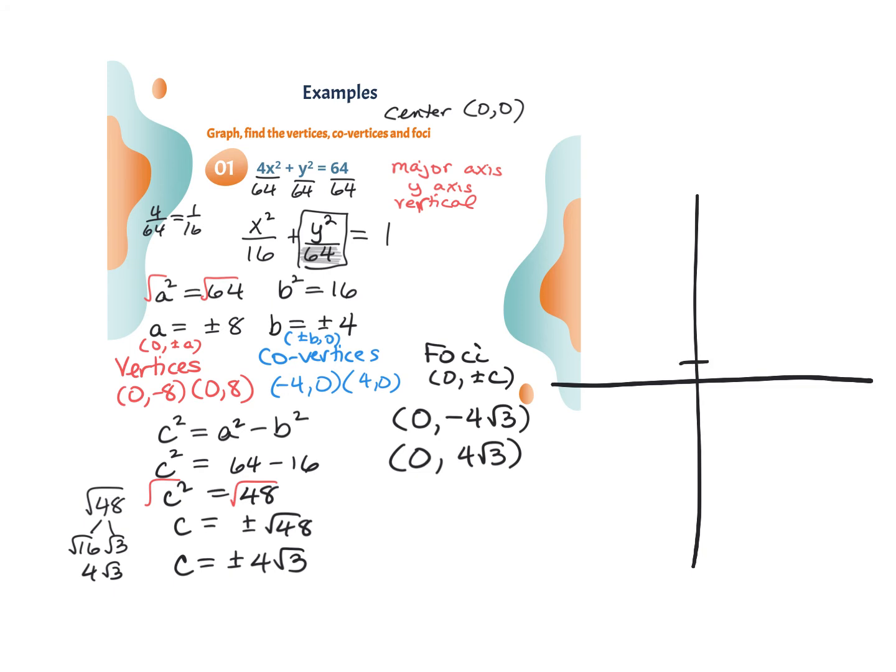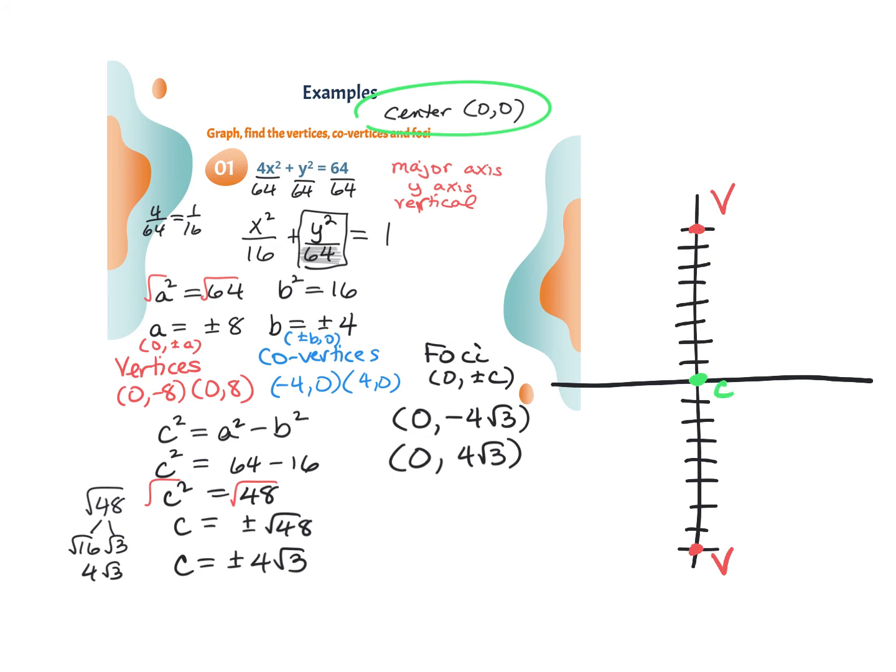So I have vertices at 1, 2, 3, 4, 5, 6, 7, 8. I've got a vertice at (0, 8) and (0, -8). I also have my center point here at (0, 0). So this is a vertice, this is a vertice, and this is my center.